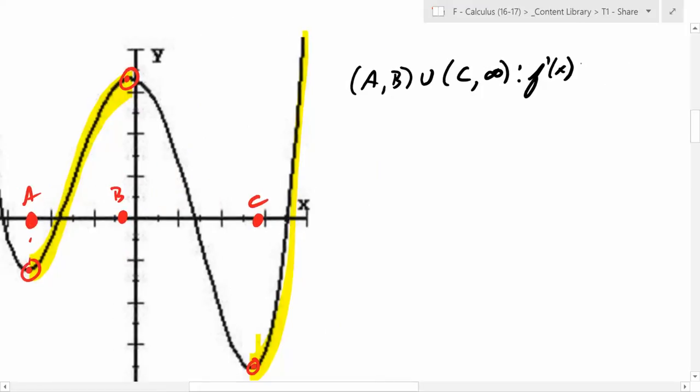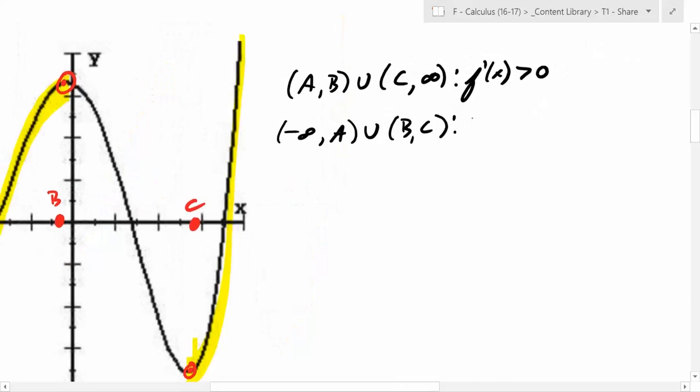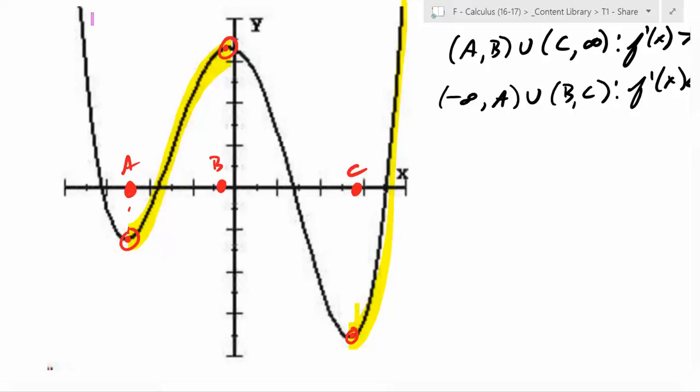greater than 0. And then where's it going to be negative? Who wants to tell me that? Arvin. Negative infinity, comma A. Yep. Union with B, comma C. Yeah, exactly. In that region right there, f prime of x is less than 0. So I'll use purple here.